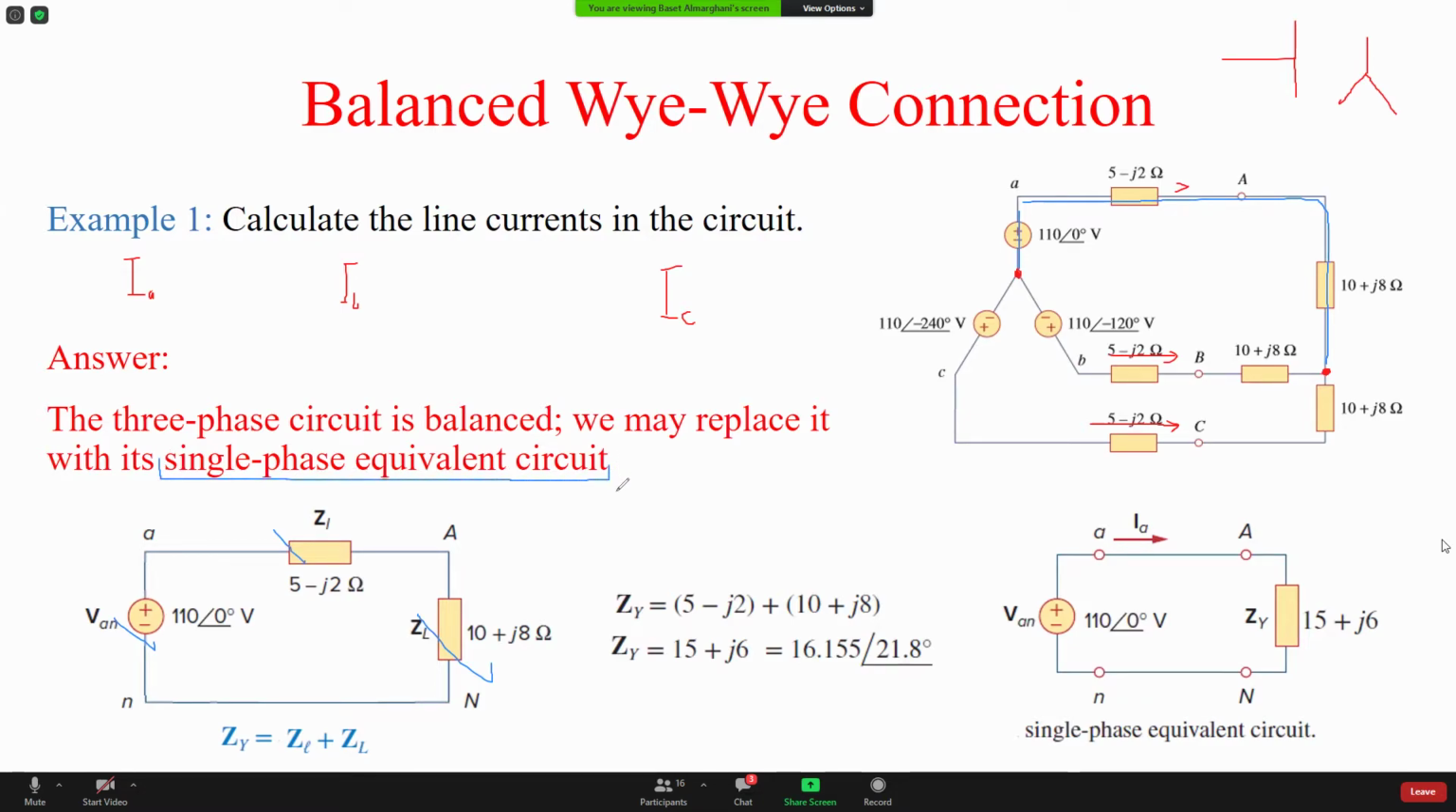So please don't make it complicated. Whenever you see Y to Y connection, just take one single phase from neutral to neutral and draw it. You have to draw it. If you don't draw it, you're not gonna see it. Then in this circuit, you're gonna find the current, and it's the line current, IA.